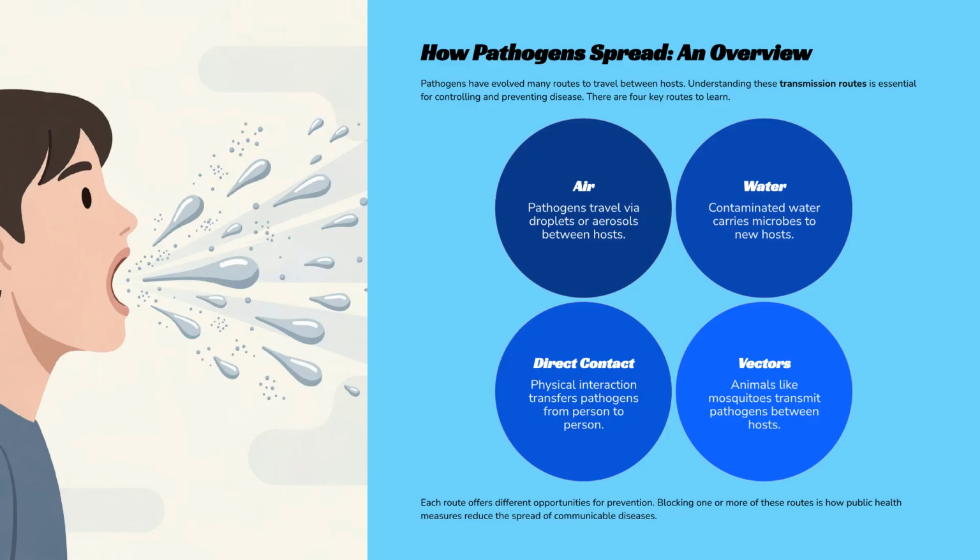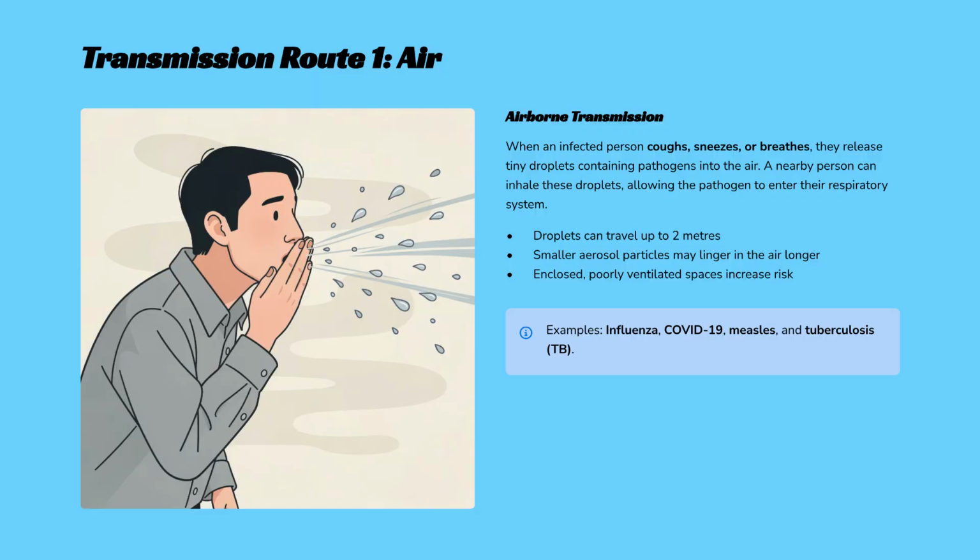Pathogens have evolved several transmission routes. The 4 main ways they spread are through the air, water, by direct contact, or via biological vectors. Understanding these routes is vital for public health. Airborne transmission occurs when an infected person coughs, sneezes, or breathes, releasing pathogen-filled droplets. These can linger in poorly ventilated spaces and travel up to 2 meters, affecting others nearby.